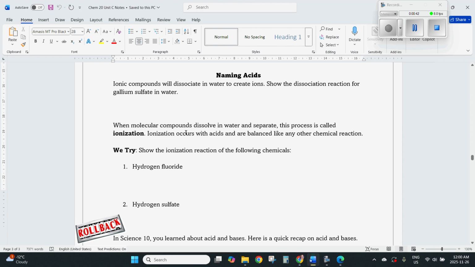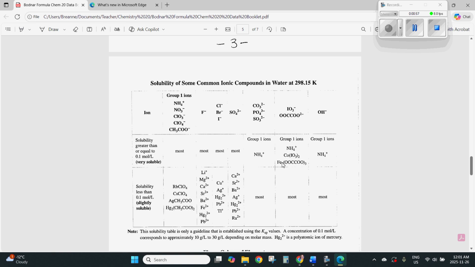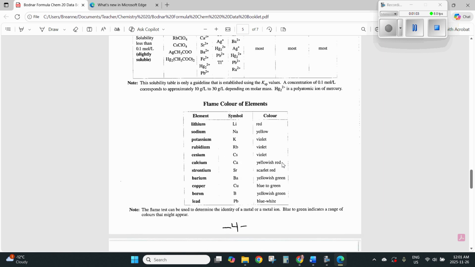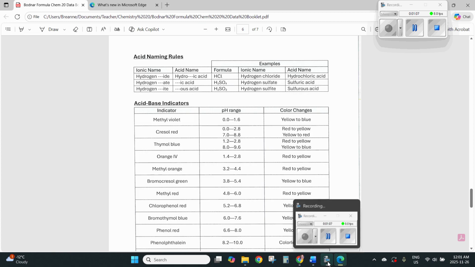So ionic compounds are going to dissociate in water to create ions. Now keep in mind, ionic compounds are only going to dissociate if they're soluble in water, which means that you need to use your data booklet, your solubility chart, to determine if it is actually going to dissociate in water, just like I taught you in the first chapter.